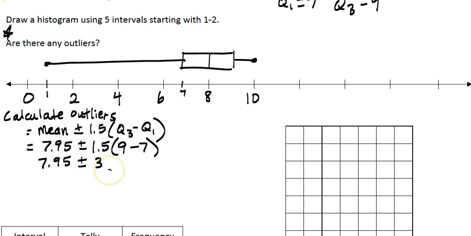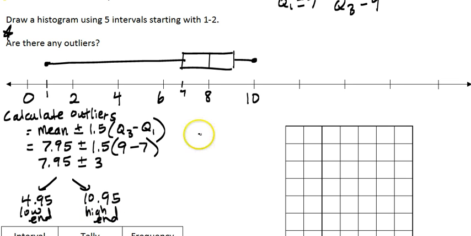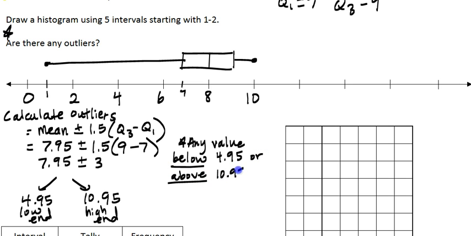And here's what this means. I am going to take 7.95 minus 3. 7.95 minus 3 is 4.95. I'm going to do 7.95 plus 3. And so basically this gives me the low end of where to look for outliers, and this gives me the high end of where to look for outliers. And what this means is any value that is below 4.95 or above 10.95 is an outlier.